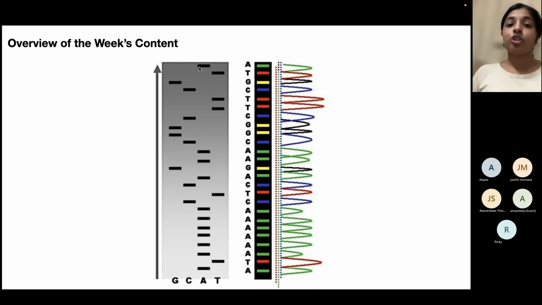So if after the primer, this is the shortest fragment, then this means that after the primer, the first base that was added was A. And then the second base that was added was T. So it's one nucleotide more in molecular weight. And then the next one was G, then C. So and so forth, you can sequence the entire fragment of DNA that was present in the sample.